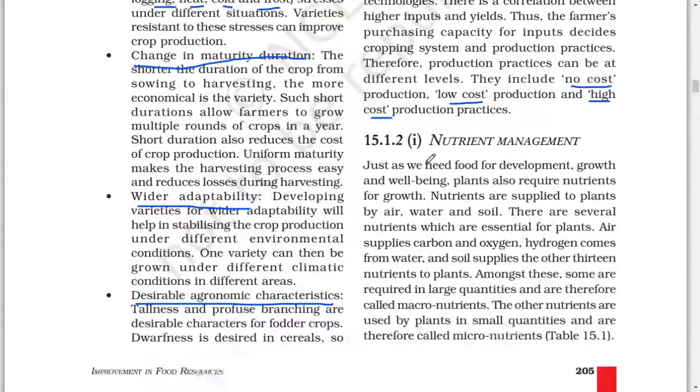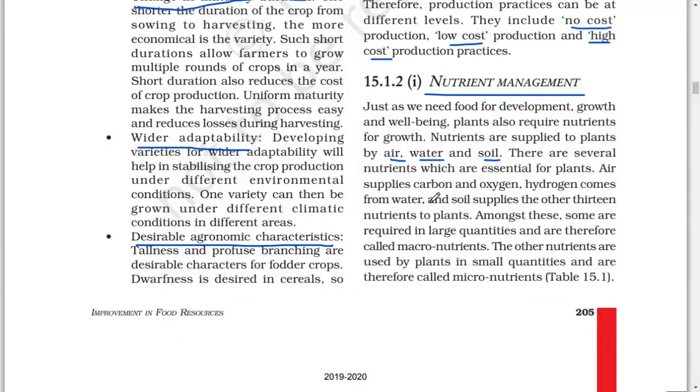Next, nutrient management. Just as we need food for development, growth, and well-being, plants also require nutrients for growth. Nutrients are supplied to plants by air, water, and soil. There are several nutrients which are essential for plants. Air supplies carbon and oxygen. Hydrogen comes from water, and soil supplies the other 13 nutrients to plants.